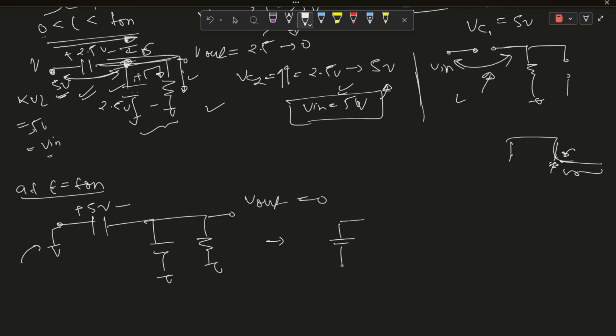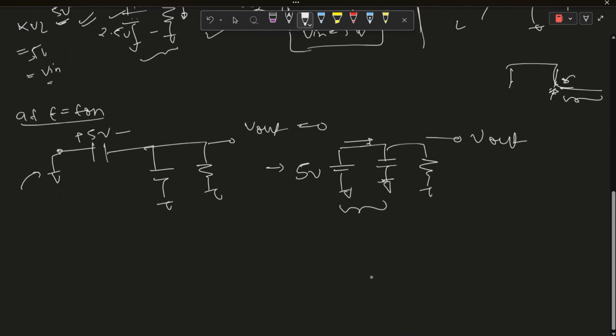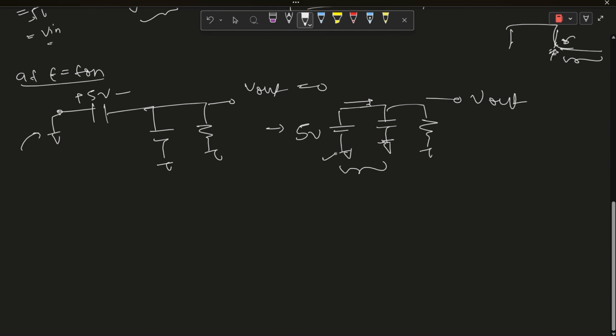So the circuit looks like this. This is capacitor C1, this is capacitor C2, this is the resistance, and this is V out. There is 5 volt, and there is no resistance between these two capacitors. So instant charge sharing occurs. These capacitors are equal, so equal voltage appears on both capacitors. So 2.5 volt appears on this capacitor, and 2.5 volt appears on this capacitor.